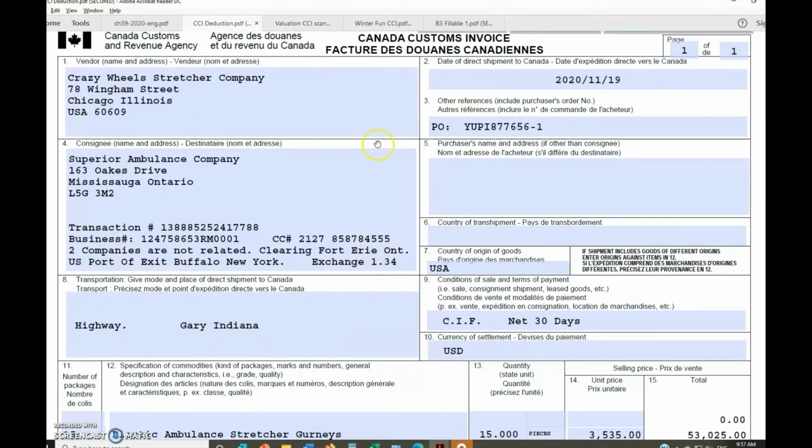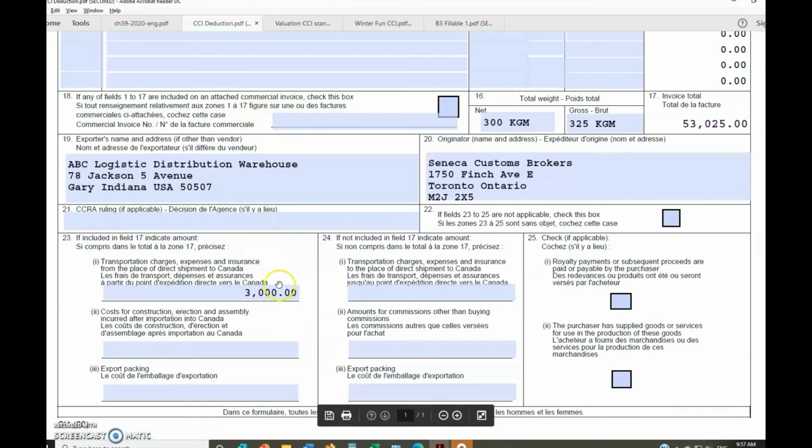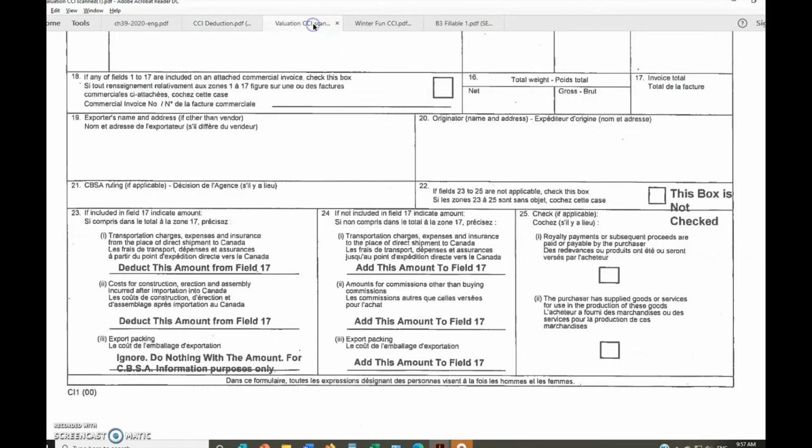Okay, you've got all the information you need, but there's one difference here. The difference is you've got this box not checked. So field 22 is not checked, which means these fields could be applicable. And the field that is applicable is field 23I, transportation charges from the place of direct shipment to Canada, and there's $3,000 in there. So remember, what we said is if there's an amount in here, you deduct this amount from field 17. Okay, so we subtract this amount from field 17.